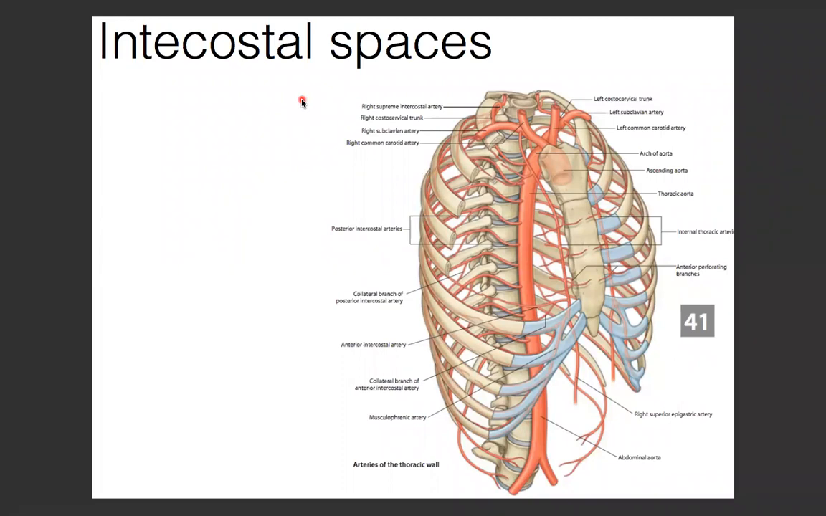The first thing to remember is that the number of intercostal spaces posteriorly is not equal to the number anteriorly. If you count the intercostal spaces from the back, there are 11. The floating ribs start from the back, but anteriorly they don't reach the front. So anteriorly there are only 9 intercostal spaces, while posteriorly there are 11.